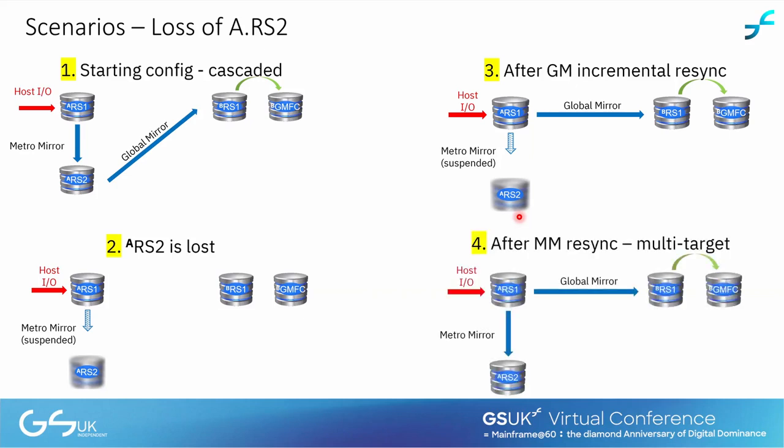After that is done, just like we did last time, we will resync our Metro Mirror relationship. So IO is still taking place on RS1. We still have our Global Mirror relationship going from A RS1 to B RS1. But now we have a Metro Mirror relationship going from A RS1 to A RS2. And that allows us to have our high availability and our disaster recovery at a distance as well.